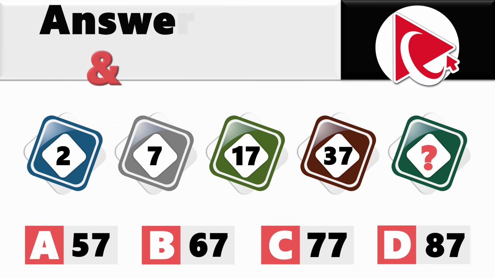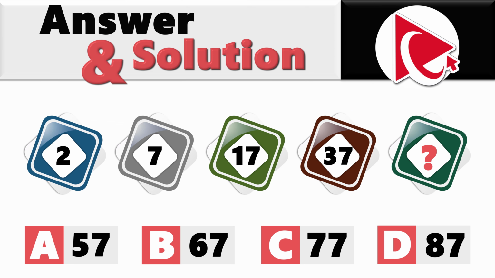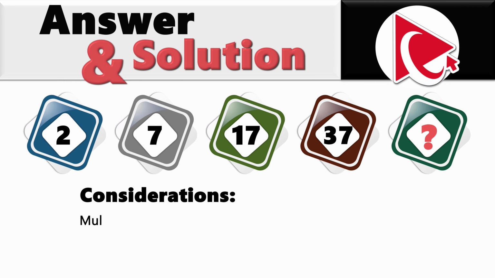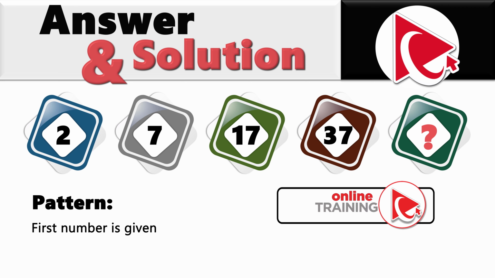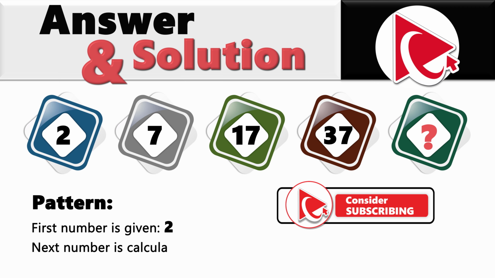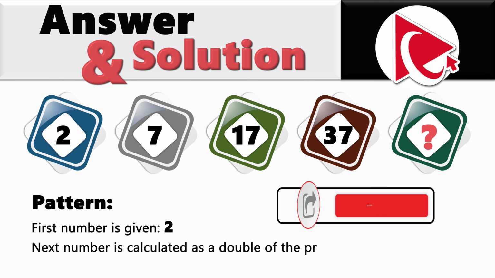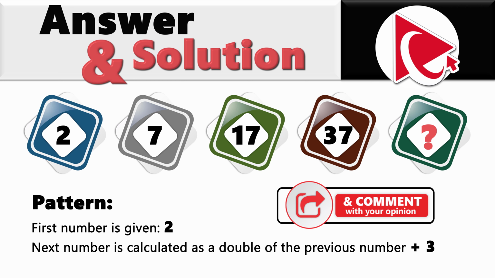First of all, the modern sequences on the test are not the sequences our grandparents used to solve. In this particular one, you need to consider multiple math operations. Consider that 2 operations might be involved to get to the next number in the sequence. The first number in the sequence is given, it is 2, but the next number is calculated as the double previous number plus 3. Let's look at the examples.